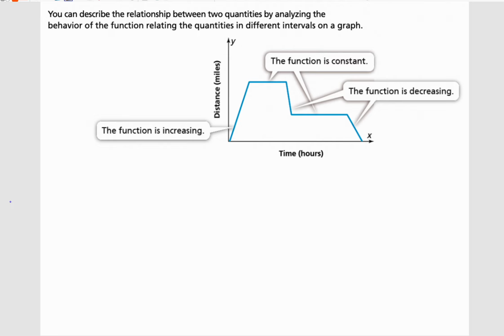You can describe the relationship between two quantities by analyzing the behavior of the function. This is the wrap-up slide. This is the review at the end. You can describe the relationship between two quantities by analyzing the behavior of the function relating quantities in different intervals on a graph. So the function is increasing here. The function is constant when it's horizontal. The function is decreasing when it's a negative relationship or when the graph is going down. That's it. That's what we're doing.